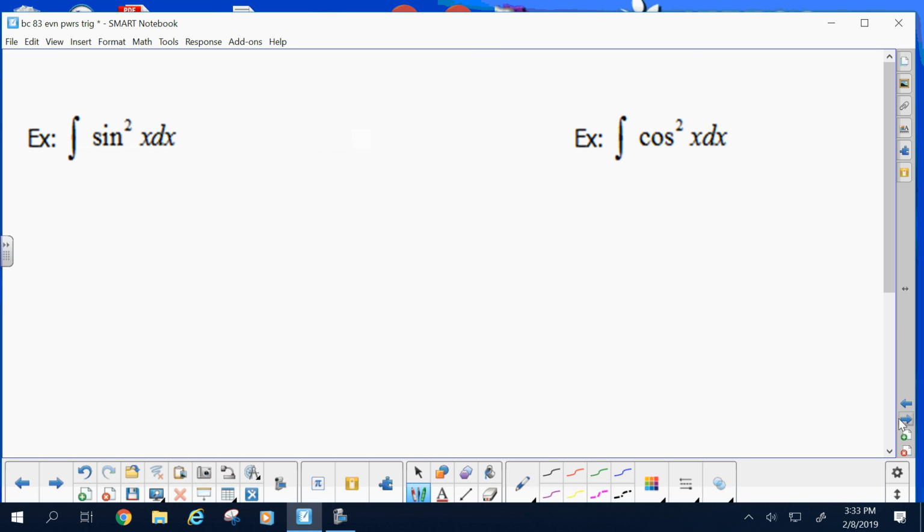If you get an integral like sine squared, the first temptation is to say, oh, just slap a power rule at it, like sine cubed over 3.